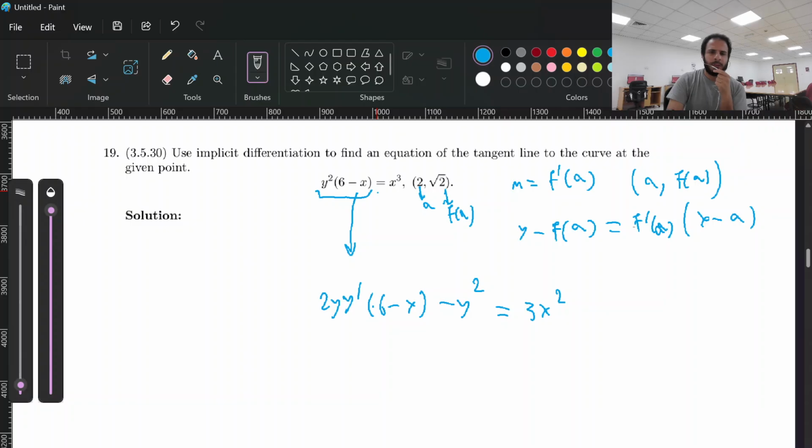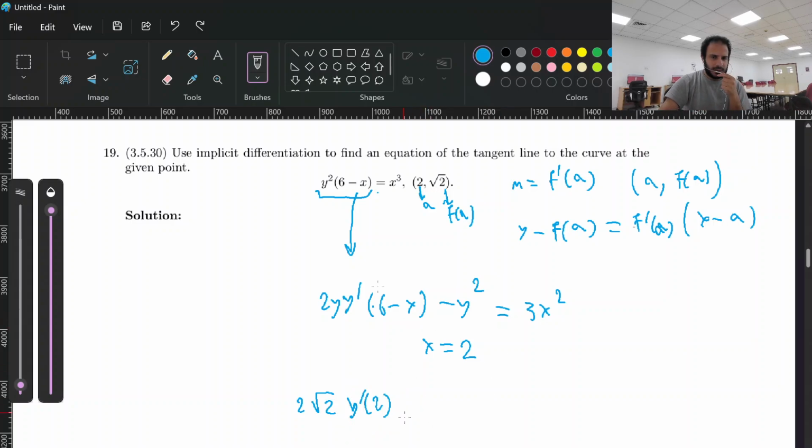Now to get the value of the slope, we substitute x equals 2, right? What is the y value when x equals 2? The y value is the square root of 2, right? So 2 square root of 2 times y prime. We don't know its value, we are trying to find it. So y prime of 2. Be careful about the confusion of writing here. When I write y prime of 2, I don't mean multiplication. I mean 2 as input, okay?